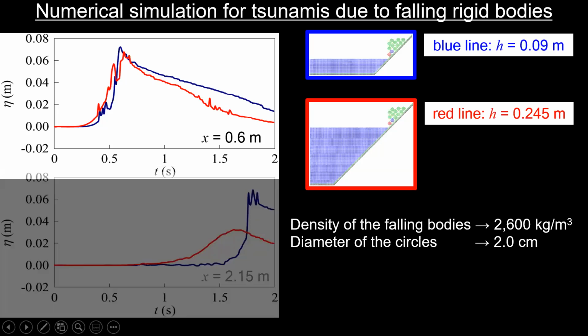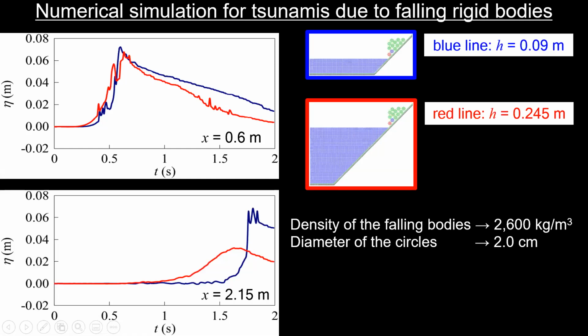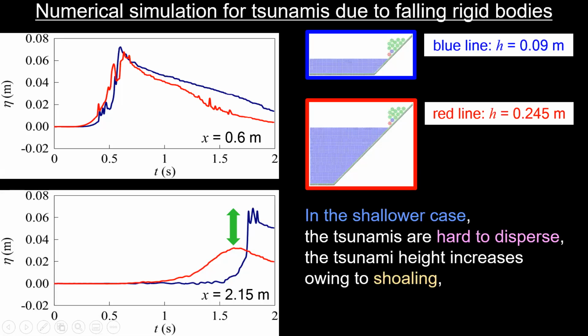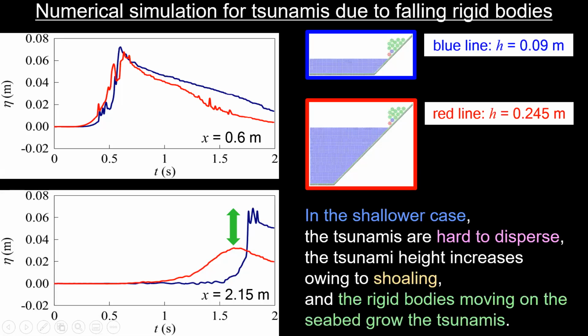On the other hand, this figure shows the water surface displacements at x equals 2.15 meters. This location is farther from the shoreline. The tsunami height is larger when the still water depth is shallower, because in the shallower case, the tsunamis are hard to disperse, and the tsunami height increases owing to shoaling. Rigid bodies moving on the seabed grow the tsunamis.